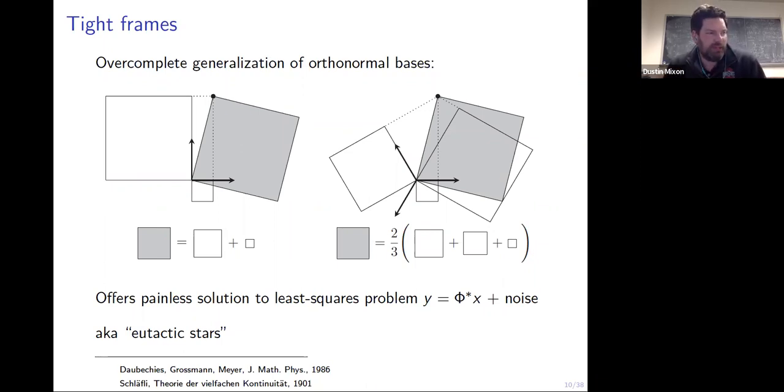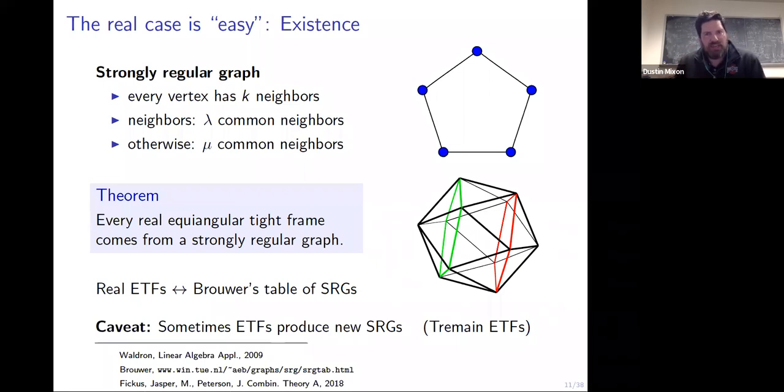I wanted to give you a broad overview of what this line of inquiry has looked like. There are two flavors of results, one in the real case and one in the complex case. And I wanted to drill down on the fact that the real case you should think of as easy given the current literature. Everything factors through this notion of a strongly regular graph. So I'll remind you that a strongly regular graph is a graph where every vertex has the same number of neighbors.